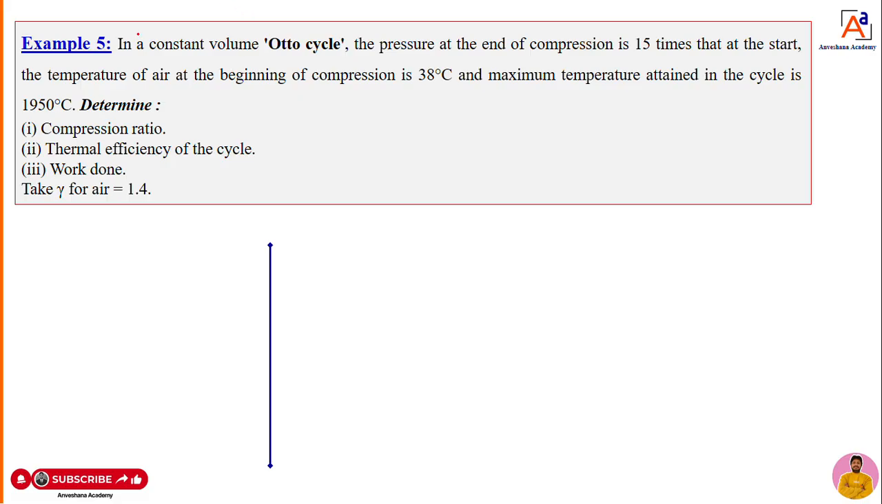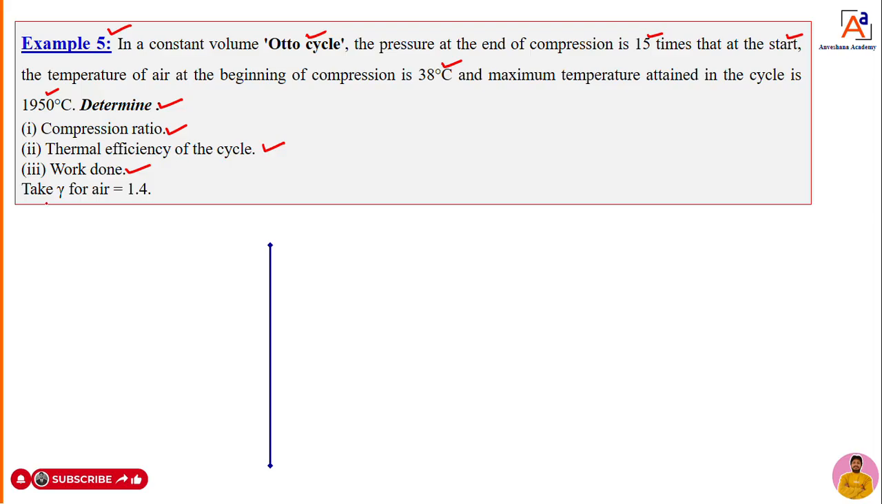Okay, so first I will try to read the problem. In a constant volume Otto cycle, the pressure at the end of compression is 15 times that at the start. The temperature of air at the beginning of compression is 38 degrees Celsius and the maximum temperature attained in the cycle is 1950 degrees Celsius. Determine the compression ratio, thermal efficiency of the cycle, and work done.